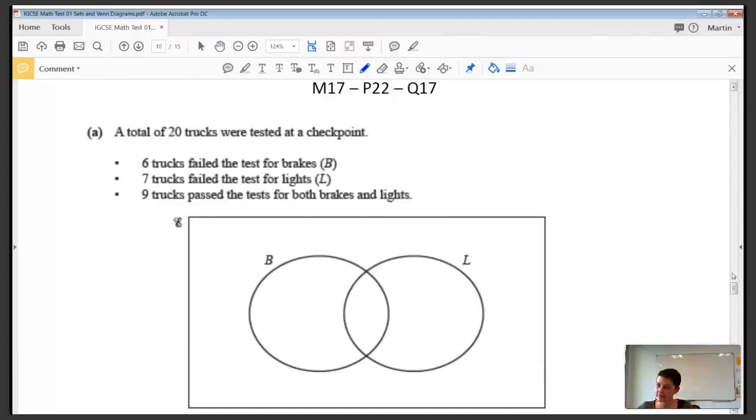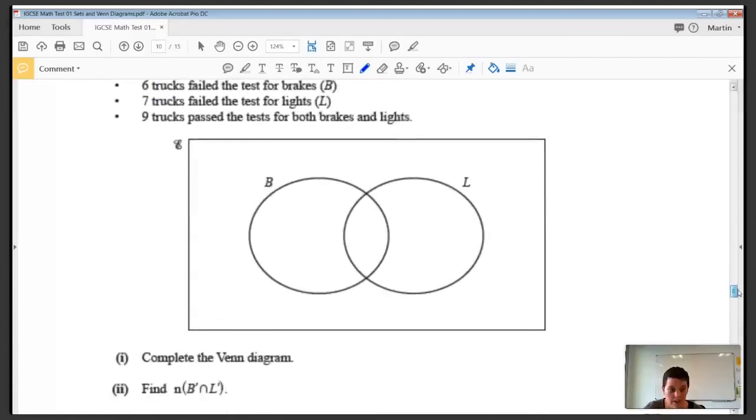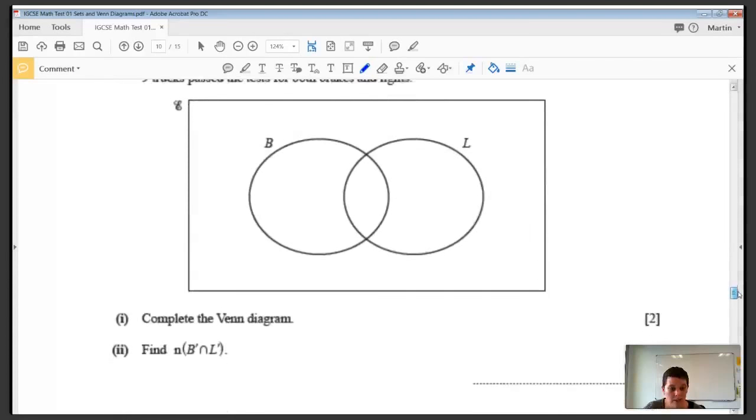So, next question, also from a March paper, this time from last year, 2017. Okay, so we have, in this case, we're told how many. We've got 20 trucks tested at a checkpoint. Goodness gracious, I'm glad I wasn't on the road with these guys. 6 trucks failed the test for brakes. 7 trucks failed the test for lights. And 9 trucks passed the test for both brakes and lights. And then they ask us to complete the Venn diagram.